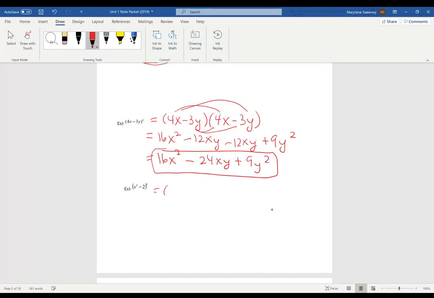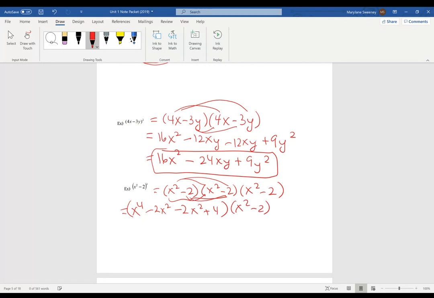This one would just be written out 3 times. And first, you would do the first two, right? Just like, think about if you're multiplying 3 numbers. You'd multiply the first 2, get your answer, and then you'd multiply by the third. So I'm going to multiply the first 2. That'd be x to the 4th minus 2x squared minus 2x squared plus 4. That's all getting multiplied by x squared minus 2.